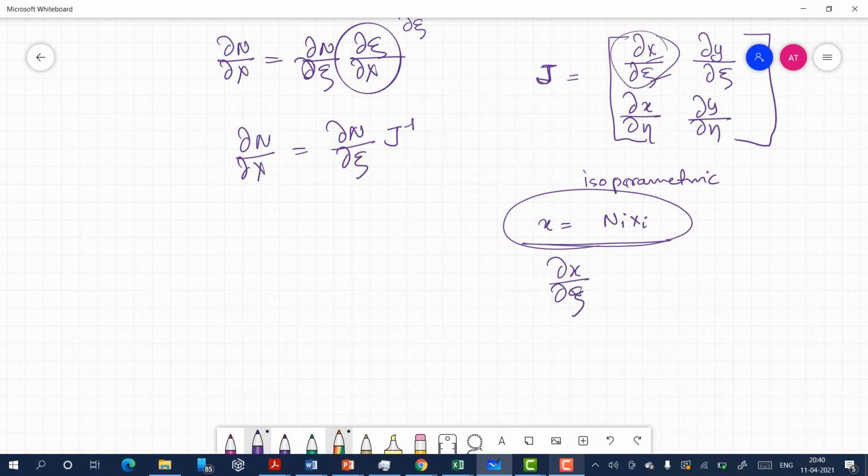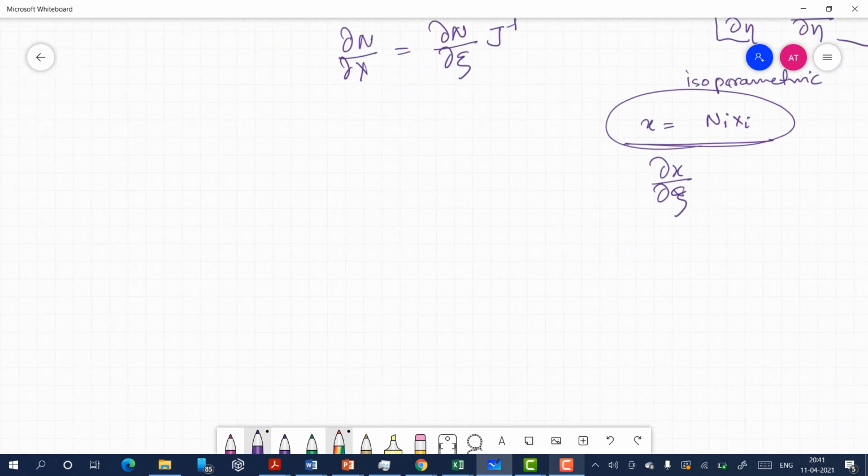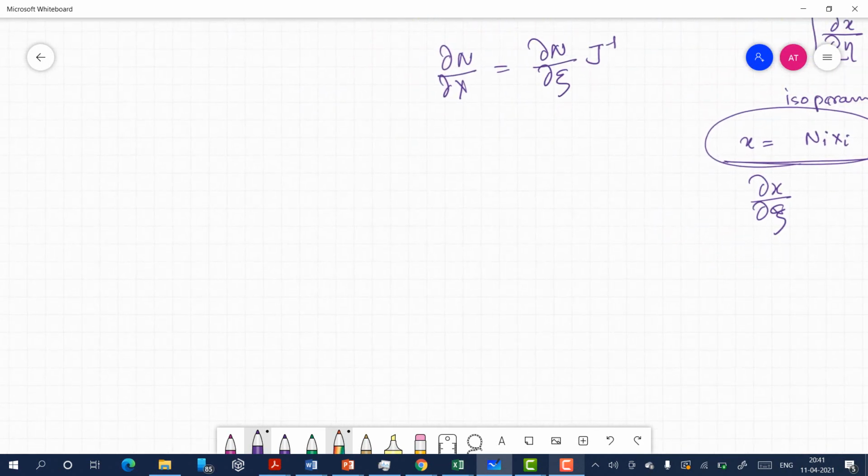Okay. So that we can do. And now we have the strain matrix and we have the B matrix. And using this B matrix, we can calculate the stiffness matrix now. Because we have to find out the forces, we have to find out the force vector.